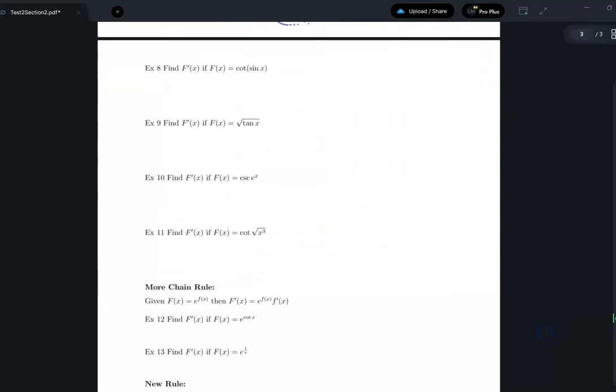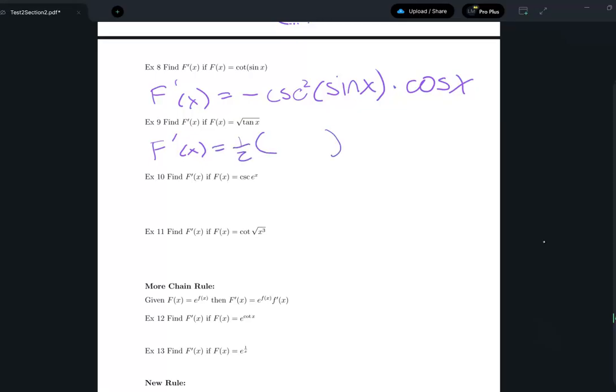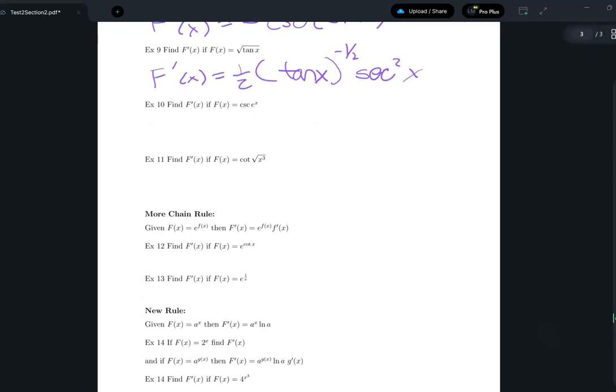All right, continuing on. Taking the derivative, you know that the derivative of cotangent is negative cosecant squared. Carry the angle along, even though it's a trig function, a little bit different, and then take the derivative of the inside. Here, to take the derivative, I'm going to bring the 1/2 down to the negative 1/2 power, carry the inside along, and then take the derivative of the inside, which is secant squared.